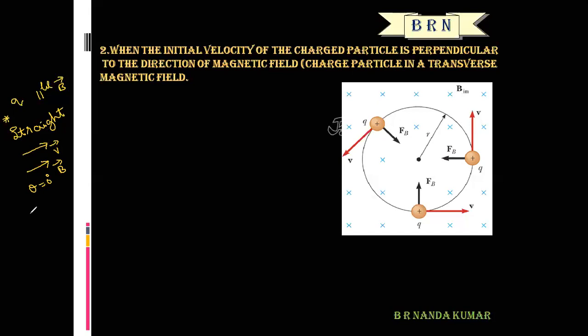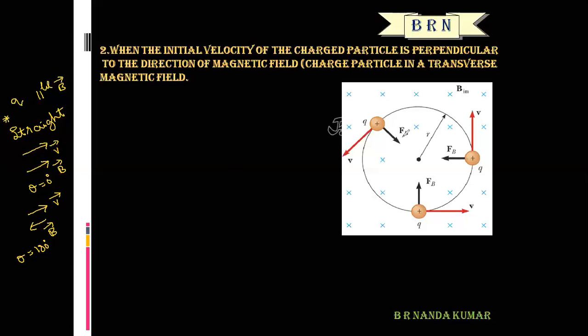Or if a charged particle enters a uniform magnetic field with velocity v vector that is moving anti-parallel to the direction of the magnetic field, in this case theta is equal to 180 degrees. In this case, the charged particle does not experience any force. So again, the nature of the trajectory of the charged particle is straight.